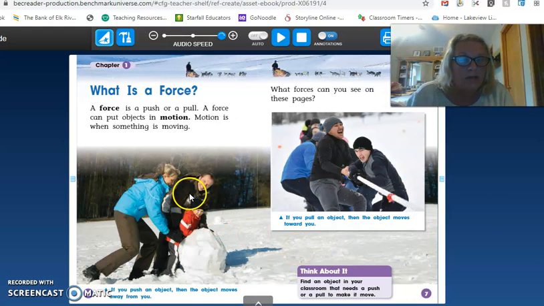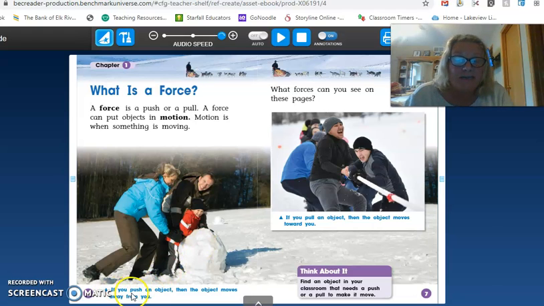What is a force? A force is a push or a pull. A force can put objects in motion. Motion is when something is moving. What forces can you see on these pages? Well, I see them in this photograph pushing the snowball to make it bigger and bigger to make a snowman.